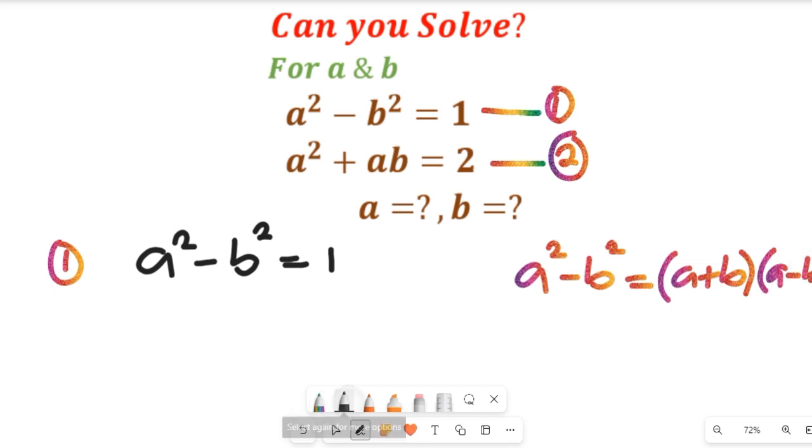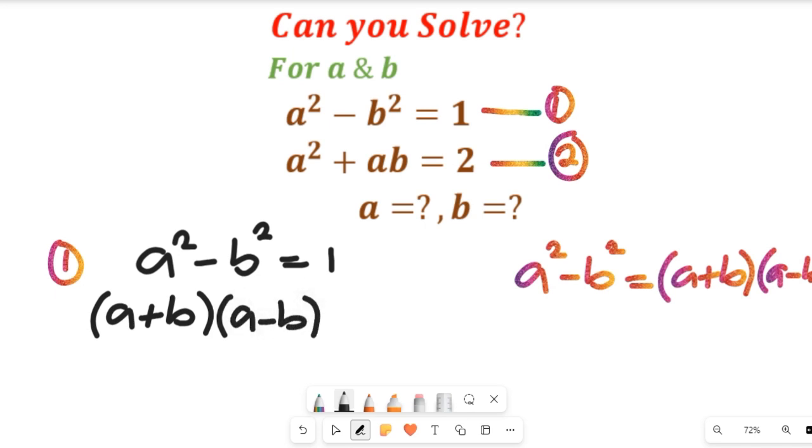Great. So if we have that expression, that means equation 1 can give us a plus b, right? And it gives us a minus b, and this will be equal to 1. And we are going to consider this as equation 3.